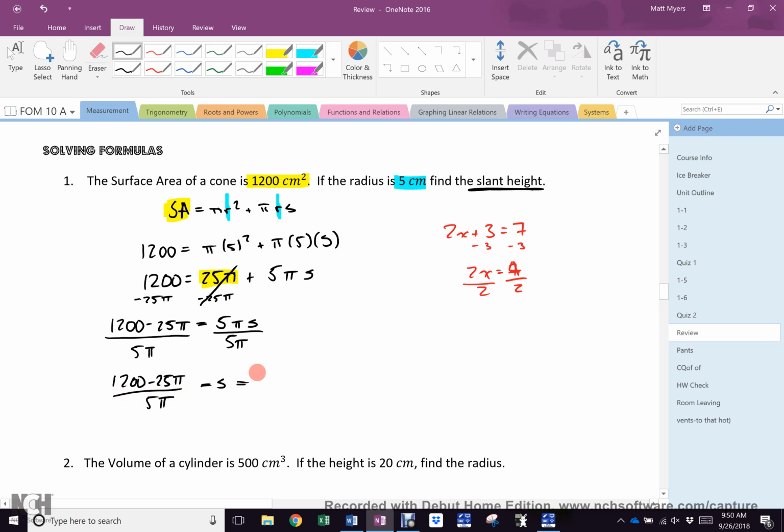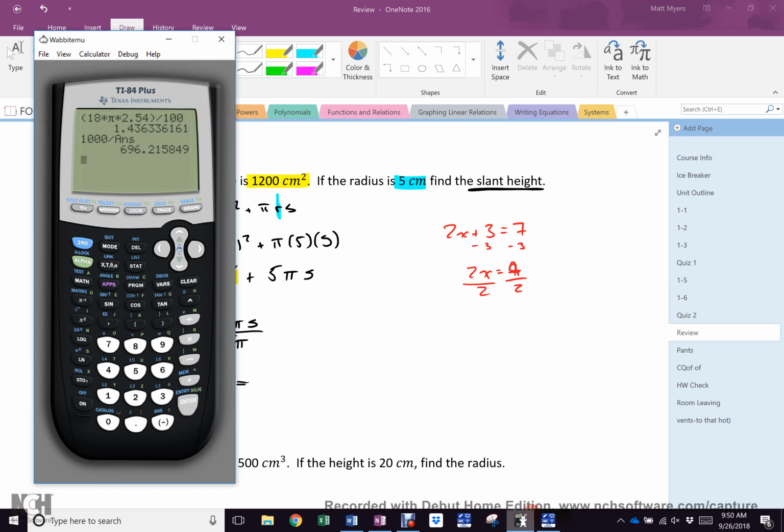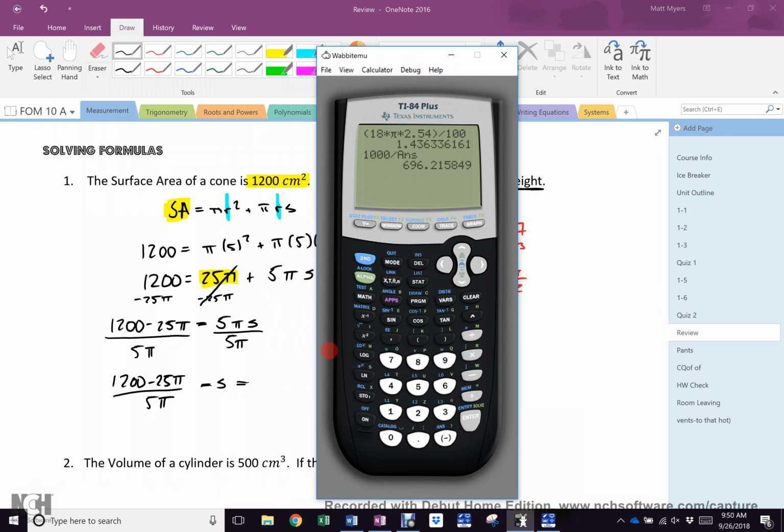Now, if you need a real number there, of course, you go to your calculator, which I have right here. And since there's all kinds of stuff happening on these, in this question, I'm going to use brackets. Bracket, 1200 minus 25 pi, and remember, some of you will have to push times pi there, close brackets, divided by, open bracket, 5 pi, close brackets, equals 71.4.